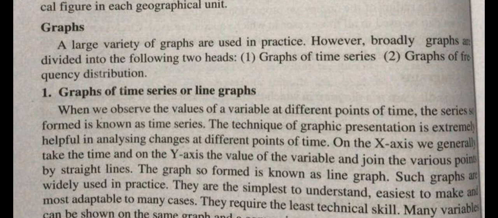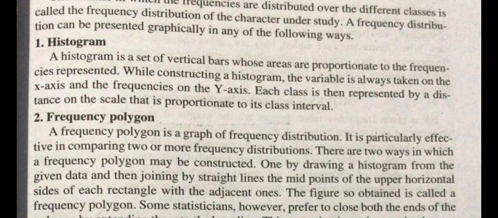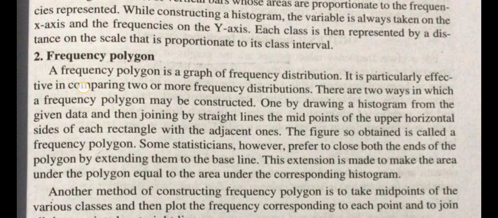Graphs of frequency distribution. The manner in which the frequencies are distributed over the different classes is called the frequency distribution of the character under study. A frequency distribution can be presented graphically in any of the following ways, like the histogram. A histogram is a set of vertical bars whose areas are proportionate to the frequencies represented. While constructing a histogram, the variable is always taken on the x-axis and the frequencies on the y-axis. Each class is then represented by a distance on the scale that is proportional to the class interval.